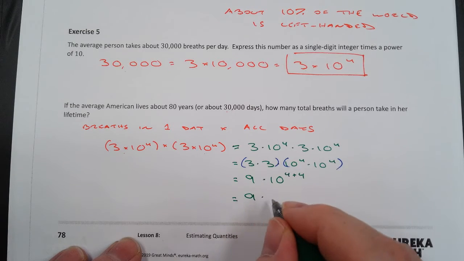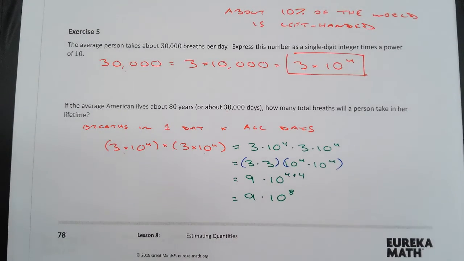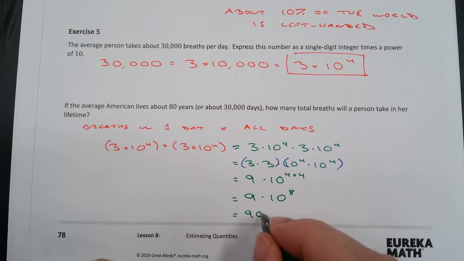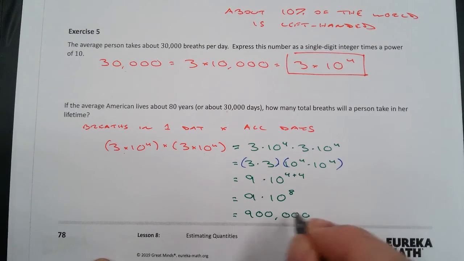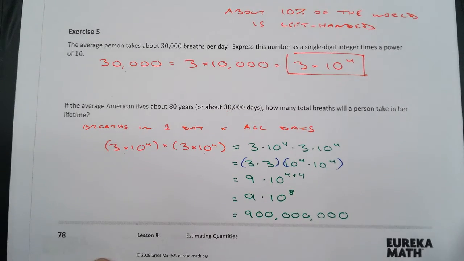So how many breaths do you take in your life? 9 times 10 to the 8th. So you can write it like this, or you can say that in your lifetime, you put a 9, you add 8 zeros, you will breathe 900 million breaths in your life. 900 million times you'll breathe in your life. So start the countdown.